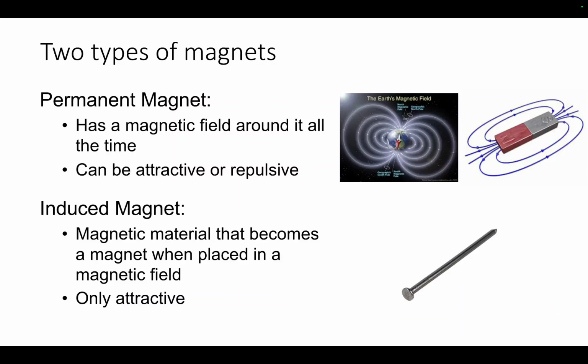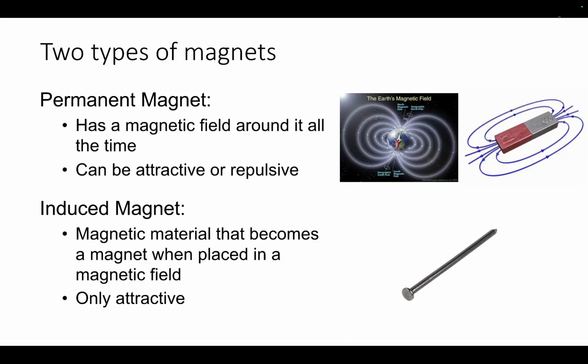All right, so the last thing, there are 2 types of magnets that you need to know about: permanent magnets and induced magnets. A permanent magnet has a magnetic field around it at all times, and it can be attractive or repulsive. An induced magnet is a magnetic material that becomes a magnet when placed within a magnetic field, and induced magnets can only be attractive. You could be asked the differences between permanent and induced magnets, so I'd make sure that you've got that down.